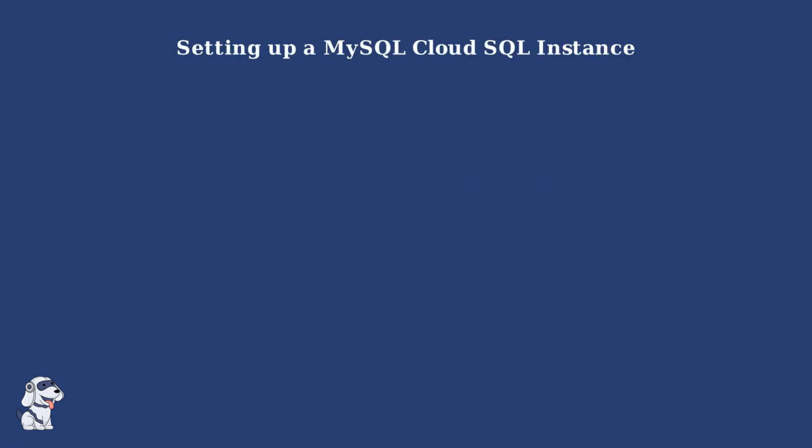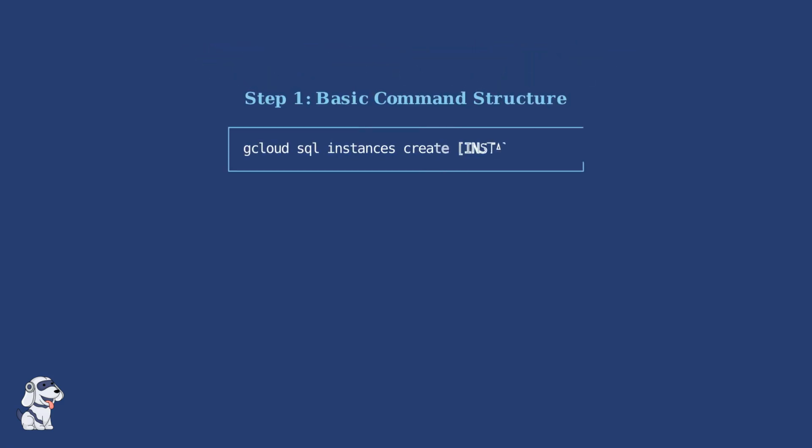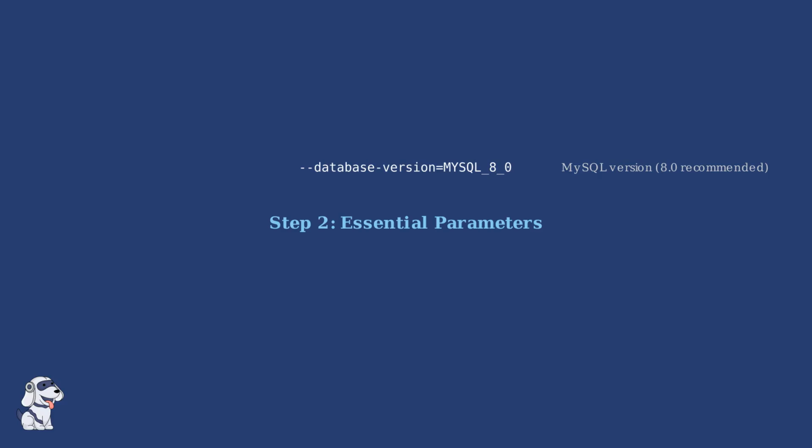Setting up a MySQL Cloud SQL instance is straightforward using the Google Cloud CLI. We'll walk through the essential command and configuration options step by step. The foundation of creating a Cloud SQL instance is the gcloud sql instances create command. This command requires an instance name and several important parameters. 3 essential parameters are required.